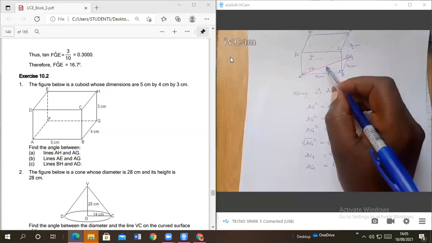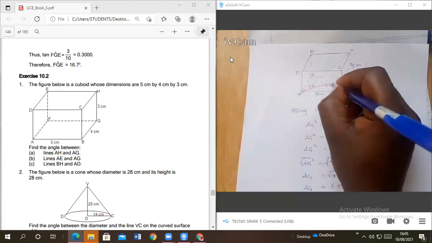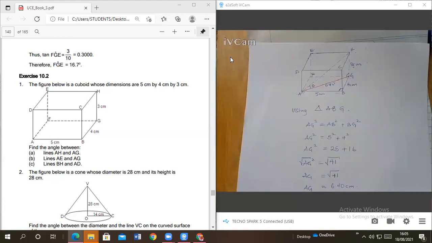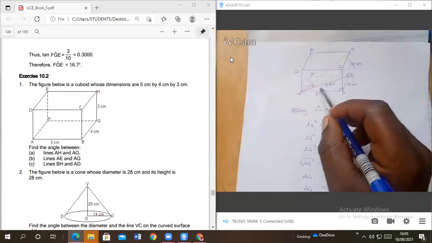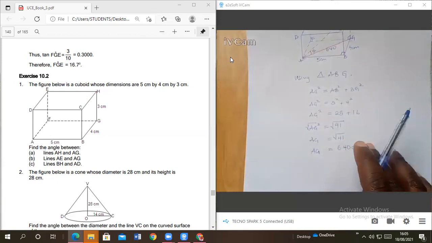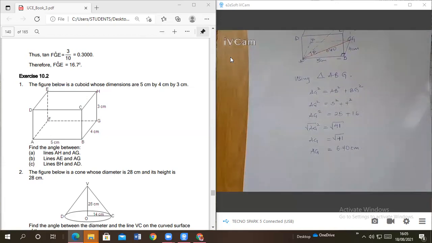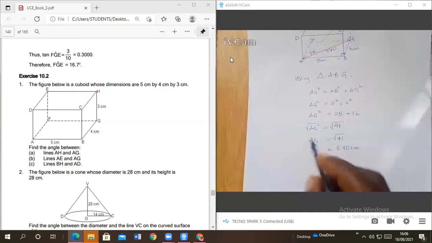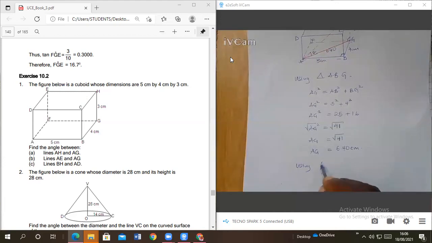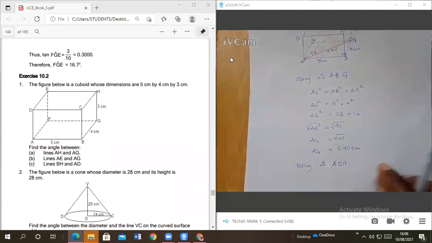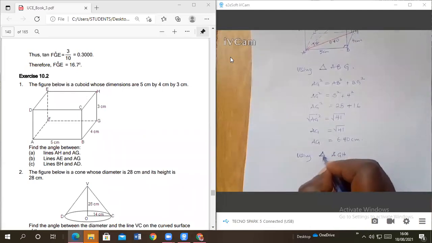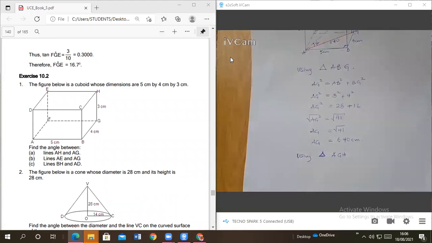So we know that this one is 6.40 centimeters. Now what we are going to do is use this right angled triangle which is inside to find the angle theta. So how do we find the theta from there? Who knows how we find theta? Using triangle AGH. Using triangle AGH, how do we find theta?